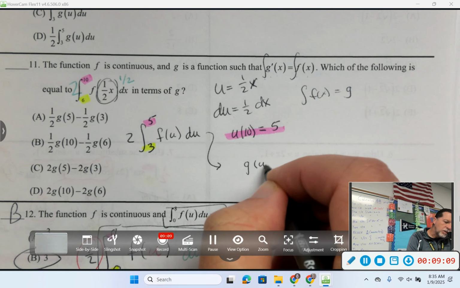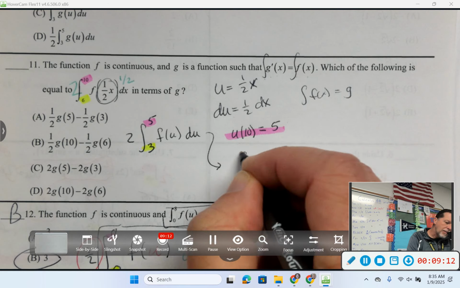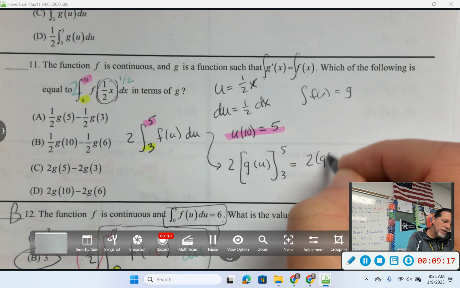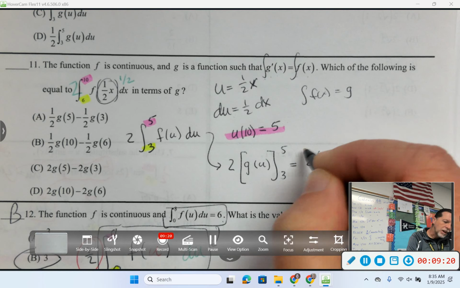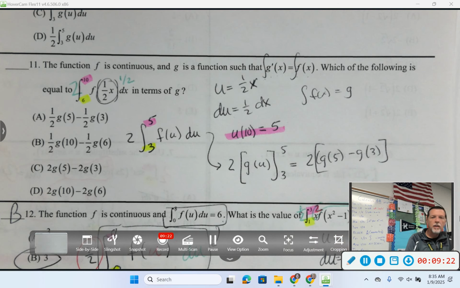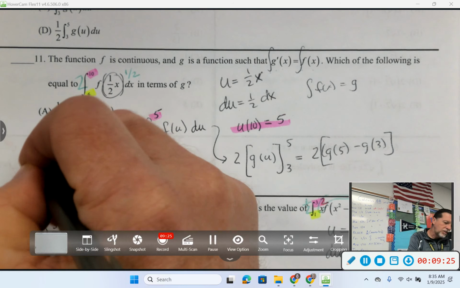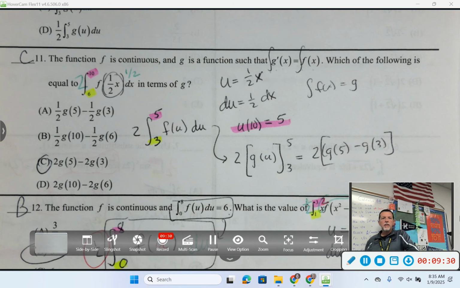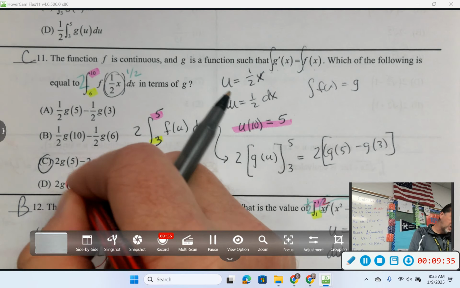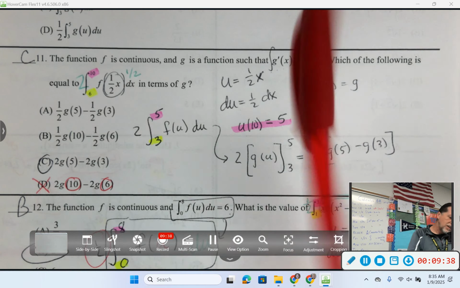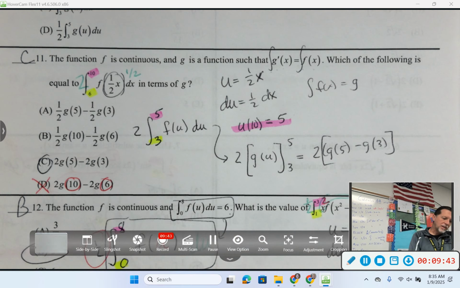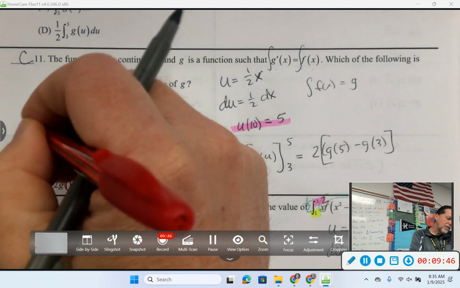So g of u from 3 to 5, but there's a 2 out front. So 2 times g of 5 minus g of 3, which would be answer choice C. So that one definitely tested that you changed the limits. That's where the 10 and 6 answer would come from. And it made sure you knew how to handle a du dx swap against the 1/2s on there.